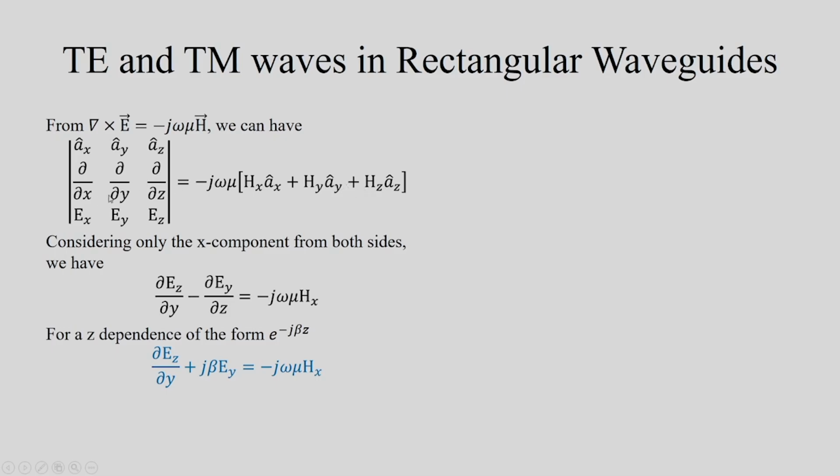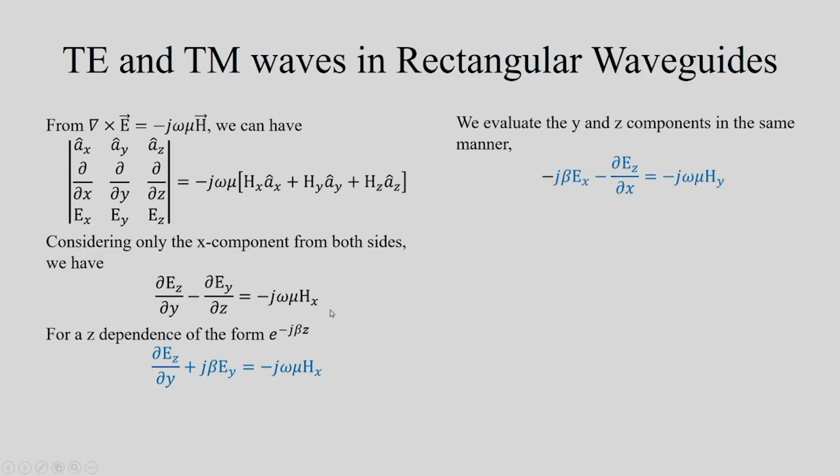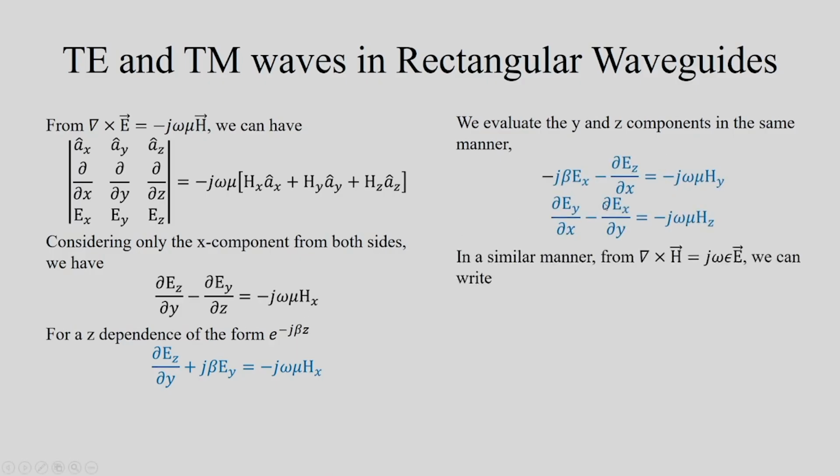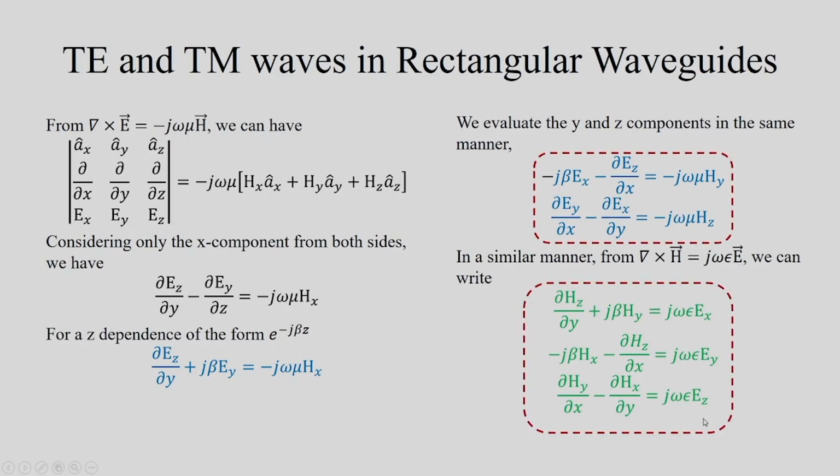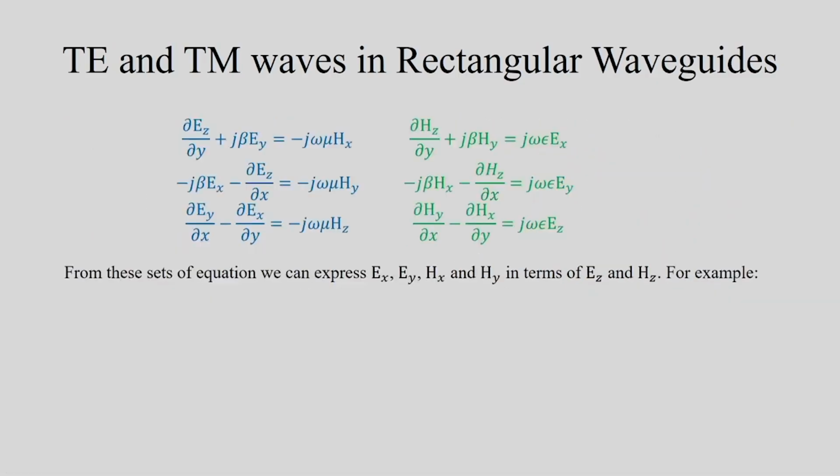If you take the other two components, Hy and Hz, and their corresponding equations, then we can get these two sets of equations. And if you consider curl of H is equal to j omega epsilon E, then we get this set of equations. Now, the complete set of equations are shown here.